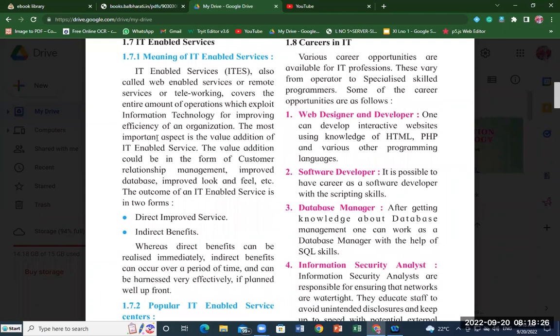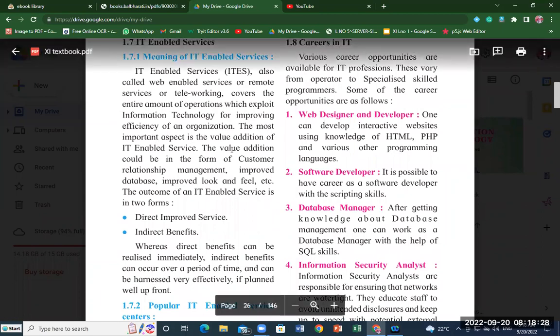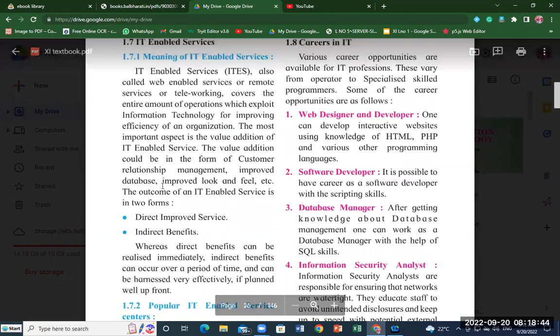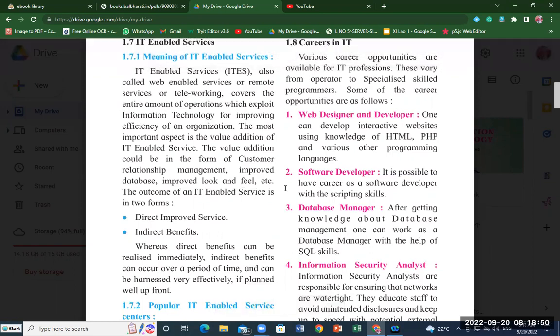Okay, the most important aspect is the value addition of IT-enabled services. So this is just one aspect we can see, that is increasing the value of IT-enabled services. The value addition could be in the form of customer relationship management or improving the database or improving the look and feel of your software, etc. Now, what services IT is giving you, all the examples are given here. Customer relationship management. Yes, with the help of IT.